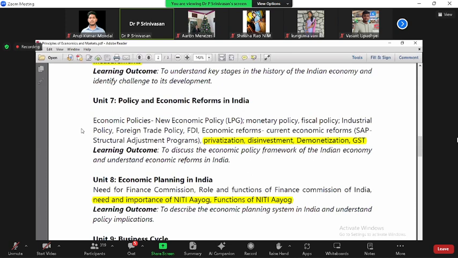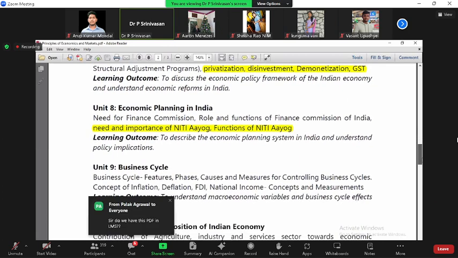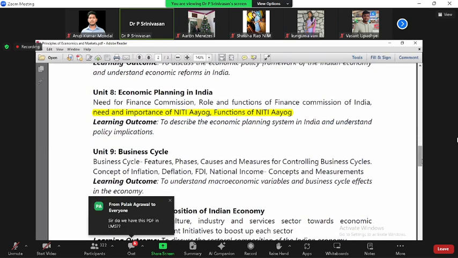We are going to discuss it. Apart from it, we are going to discuss two important policies: fiscal policy and monetary policy. There's a trade policy also. Yes, they have given trade policy. So we'll discuss the relevant policies under unit 7. Then economic planning. There is nothing called a 5-year plan now. They eliminated it, right? So they brought in Niti Aayog. So we'll discuss the functions of Niti Aayog.